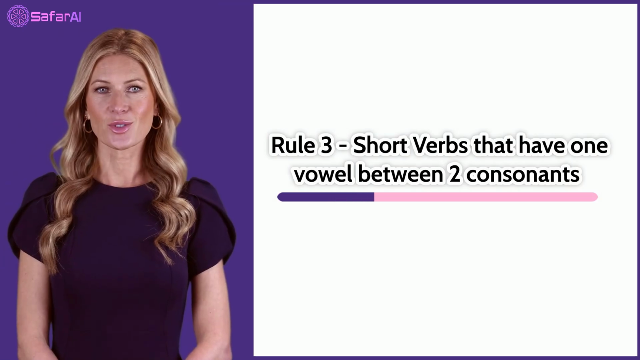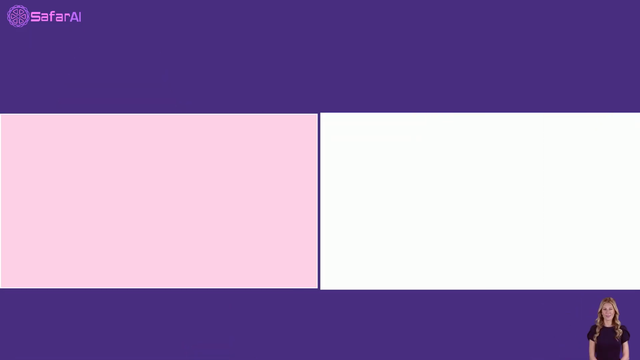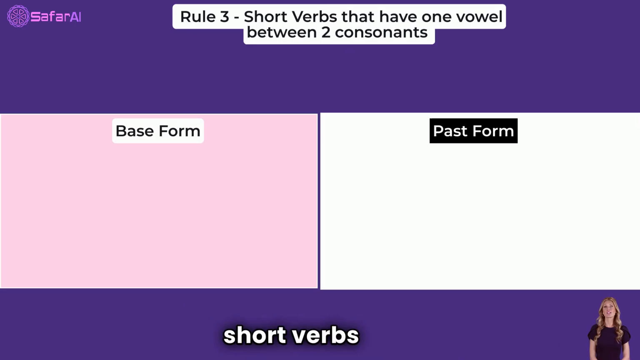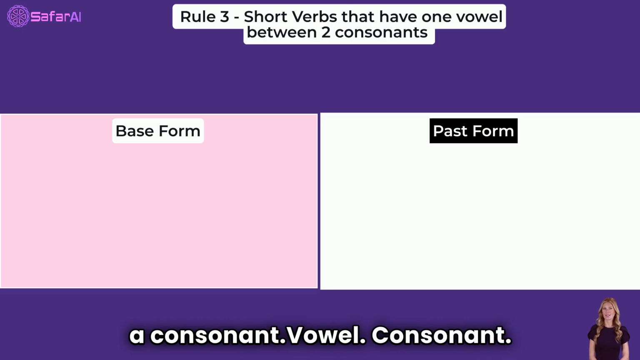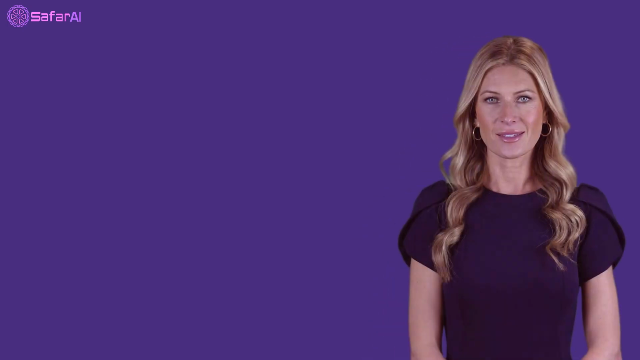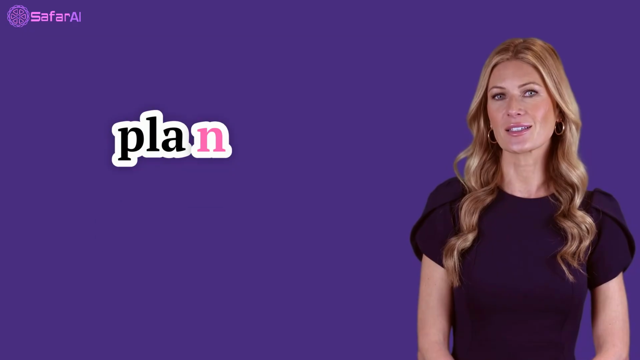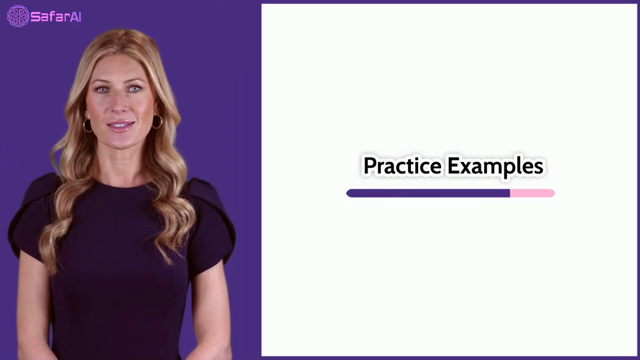Rule 3. Short verbs that have one vowel between two consonants. Finally, let's talk about short verbs with a consonant-vowel-consonant pattern. For these verbs, you double the last consonant before adding E and D. Examples. Stop becomes stopped. Plan becomes planned. Now repeat after me. Stop, stopped. Plan, planned. Well done.